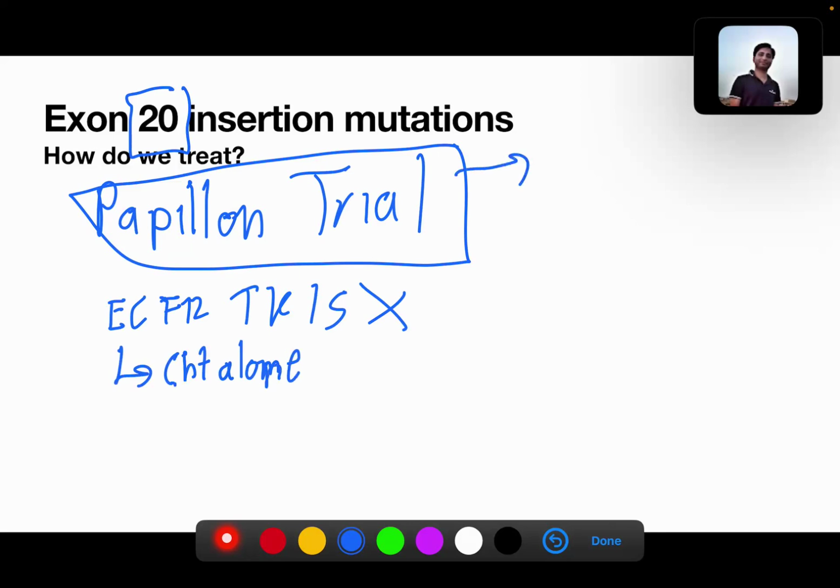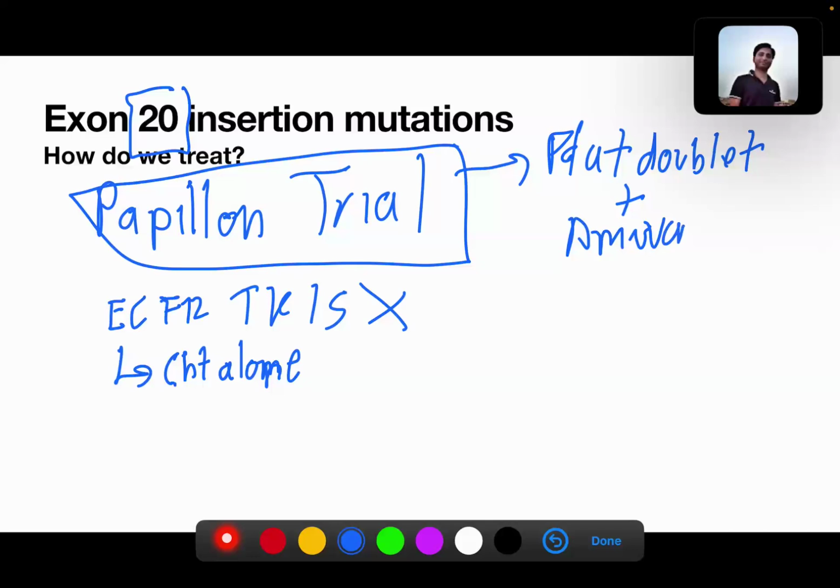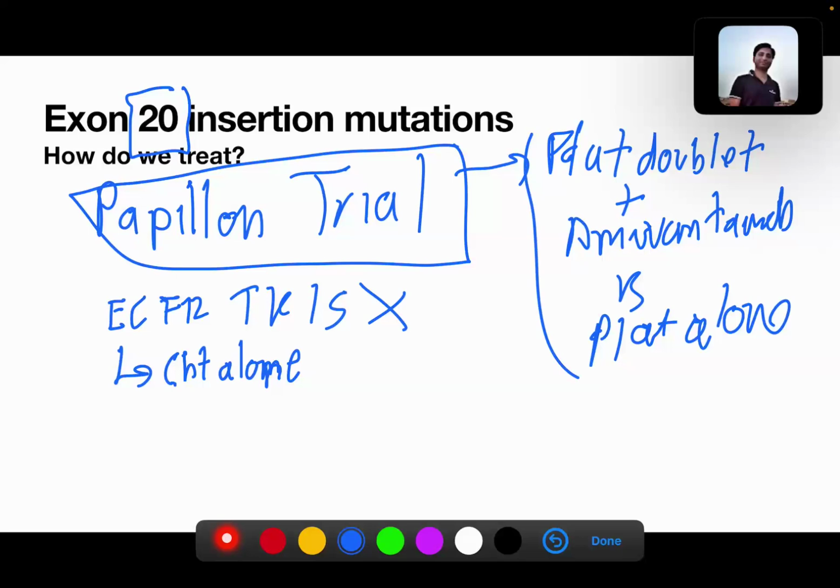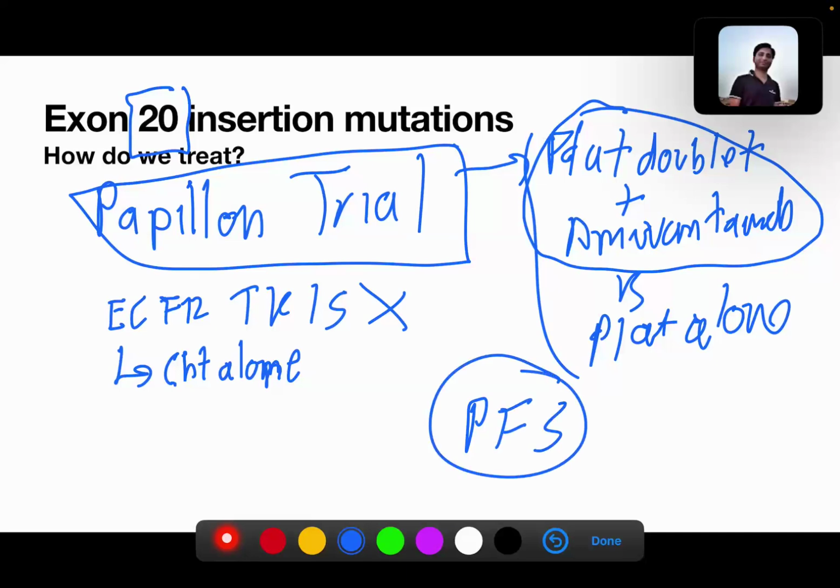This PAPILLON trial looked at platinum doublet plus amivantamab versus platinum doublet alone. So it challenged the previous first line standard of care. And what they found is this platinum doublet and amivantamab had a PFS benefit. So currently for exon 20 insertion mutations, the standard of care is platinum doublet plus amivantamab based on the PAPILLON trial.